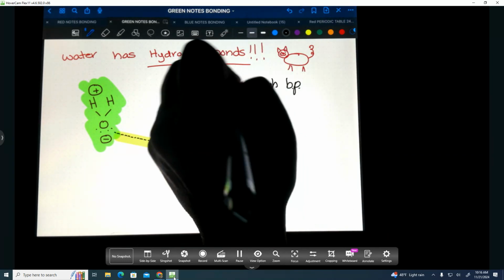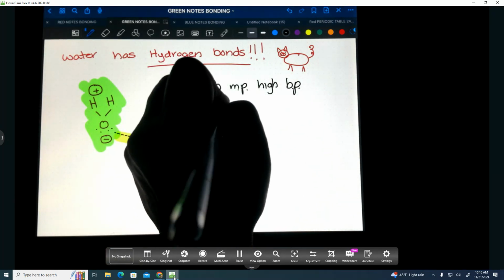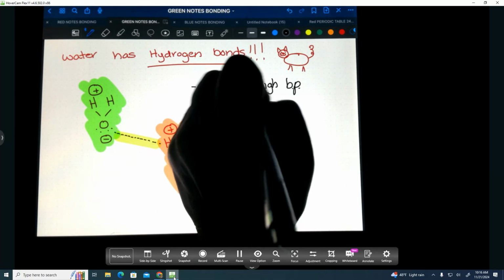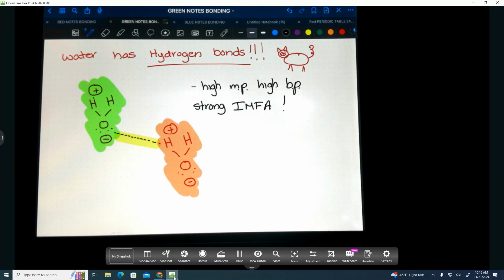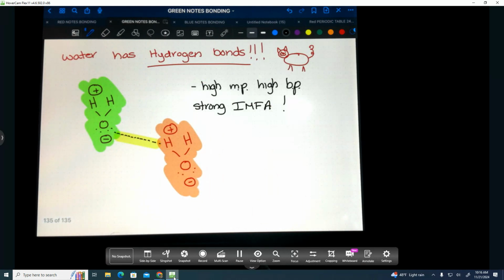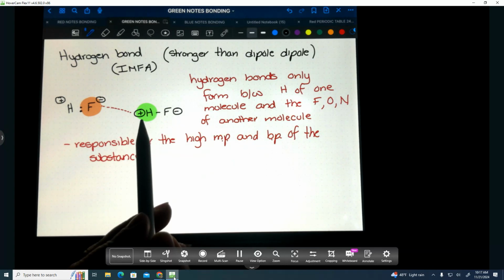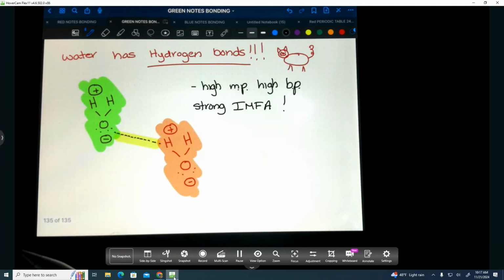Why does it have high melting and high boiling points? Because it has strong intermolecular forces of attraction. IMFA, intermolecular forces of attraction. Who's going to have a higher boiling point? HF or water? Try again. HF. Because HF is a more polar molecule. Okay?